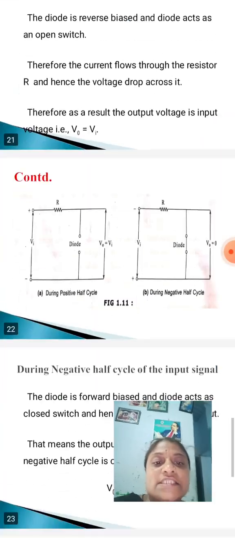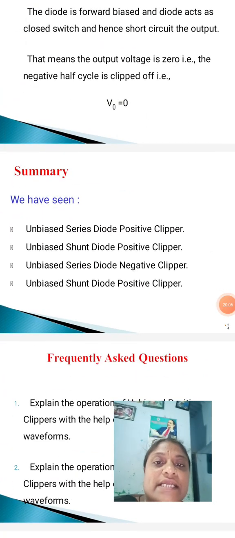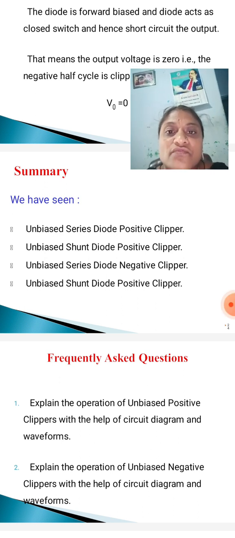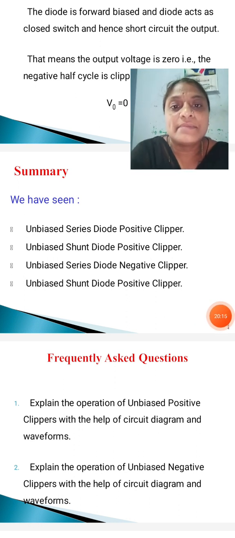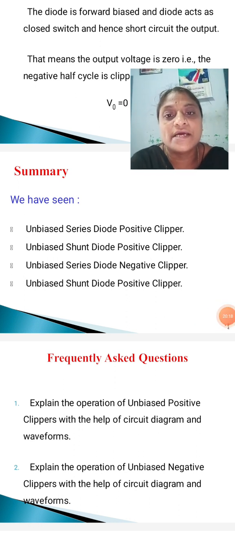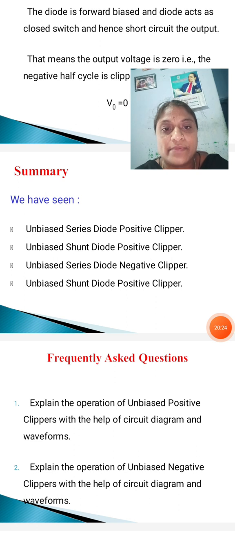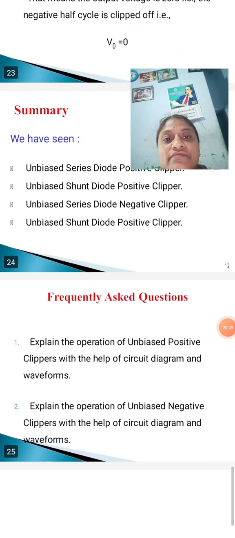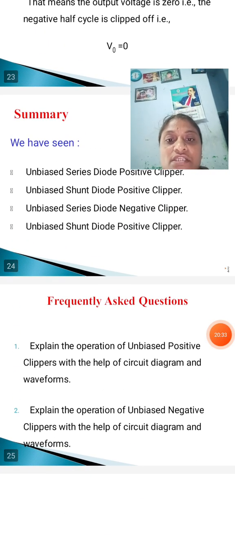Next, the summary of this presentation. We have seen unbiased series diode positive clipper, unbiased shunt diode positive clipper, unbiased series diode negative clipper, and unbiased shunt diode negative clippers. That is completed. And next, frequently asked questions.